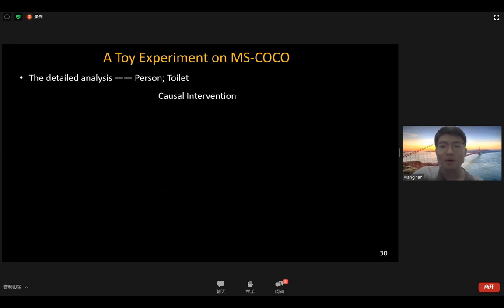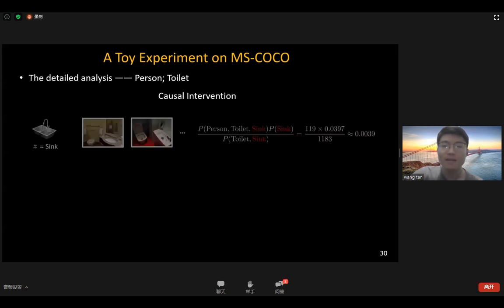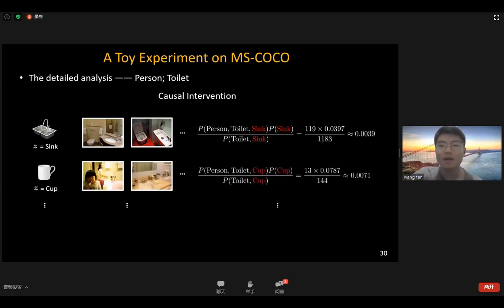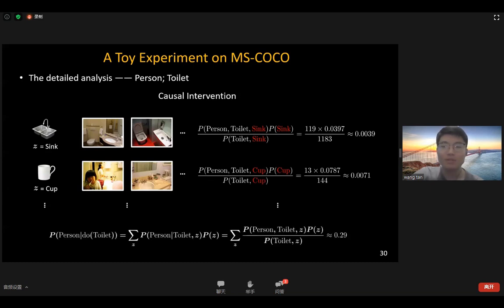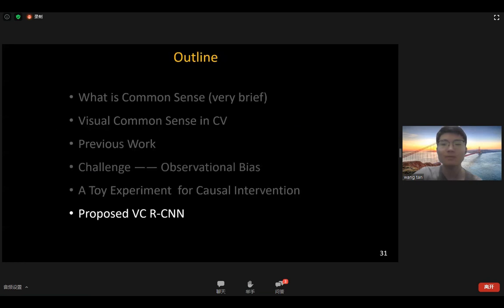When we conduct the causal intervention, the contextual bias is manually cut off. Any possible confounder Z would be fairly borrowed into this image according to a prior P(Z). Finally, we sum up these partitions to get the final do results. We can observe that it becomes higher. Thanks to the intervention, we can increase P(Y|do(X)) by borrowing non-local objects across the whole dataset to alleviate the observational bias. Based on this theory of causal intervention, we next present our framework, VC R-CNN.